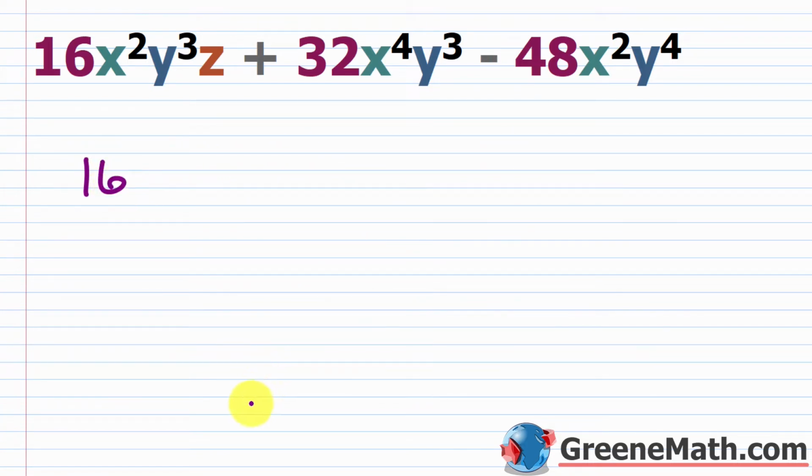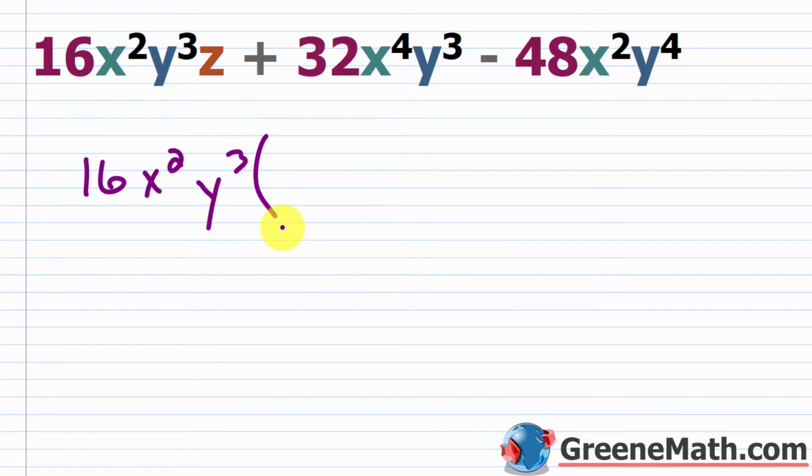And then for the variable part, you have x, x, and x. So x is going to go in there. The exponent is 2, 4, and 2. So it's going to be a 2. And then you have y, y, and y. So let's put that there. The exponent is 3, 3, and 4. So it's going to be a 3. You only have a z there, so that's not coming in.